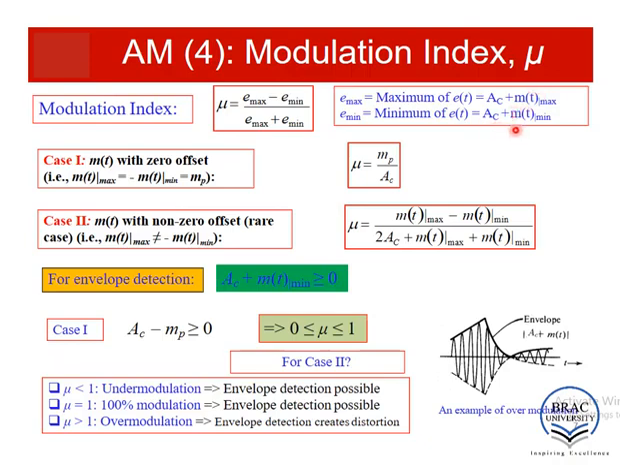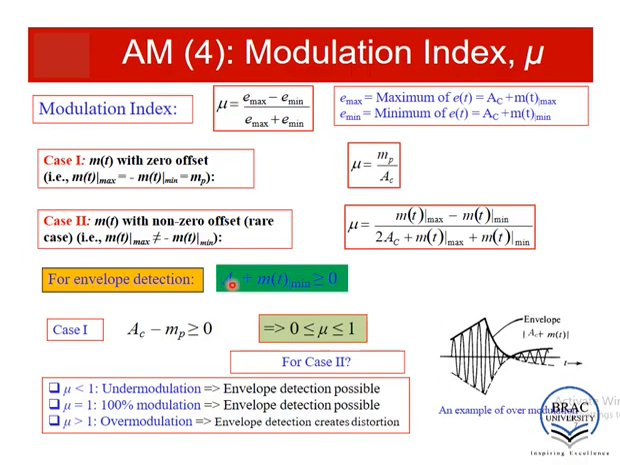If you put the values of Emax and Emin in the equation of mu, you will get mu is equal to mp by AC. Another case is where MT max is not equal to minus MT min. You can carry out the calculation using Emax equal to AC plus MT max and Emin equal to AC minus MT min and reach this conclusion. But practically this is a very rare case and we will not consider this case further in our course. So we will continue using mu equal to mp by AC, where mp is the peak value of the message and AC is the carrier amplitude.